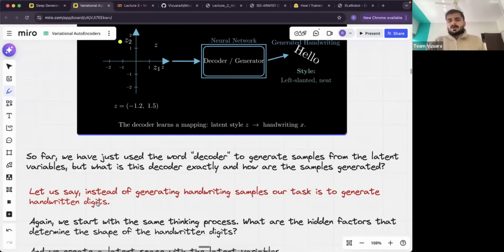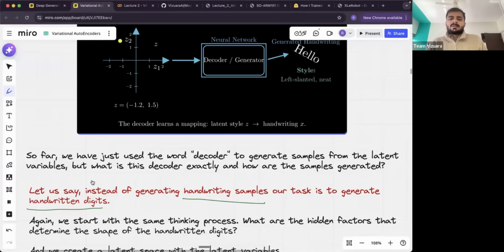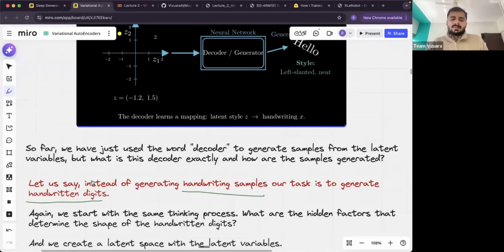Now, handwritten digits are also very similar to handwriting. The only difference is that you have numbers instead of letters now. So the size of the image, which is 784, remains the same. And here also you have to first understand the hidden factors of variation, or the secret recipe, or the latent variables which govern the variation in the images.